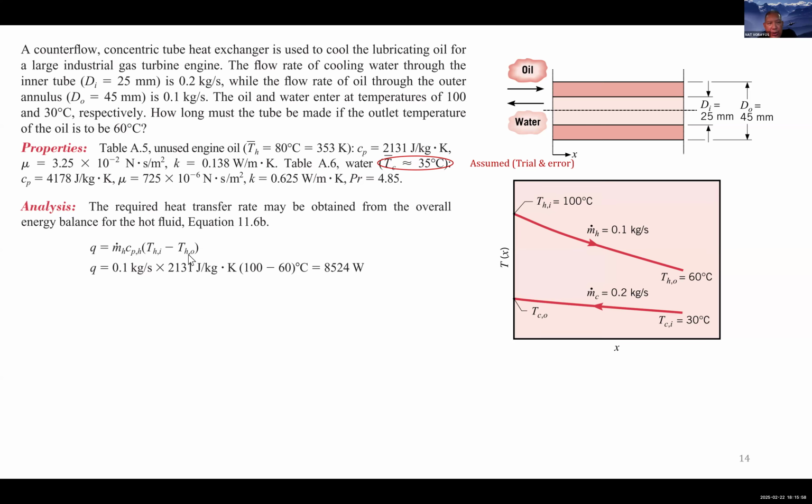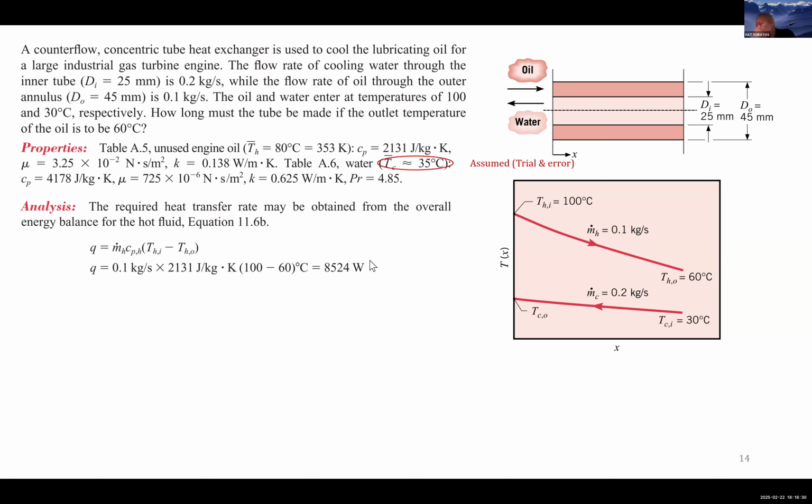THI is known, THO is known, it's given as, THI is 100 degrees, THO is 60, okay? m dot is given too. It is 0.1 kilogram per second, which you plug in. Cp, you already found over here. Plug in, and you're going to have Q equal to 8524 watts.